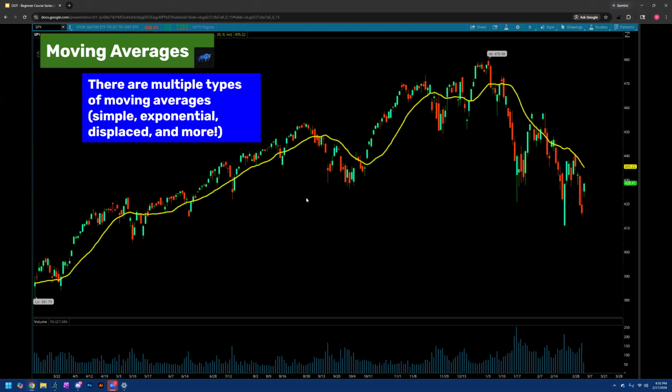The exponential average is not that simple. In general, it is still averaging, but it gives more weight to recent price action. And that's kind of how that exponential component comes into it.